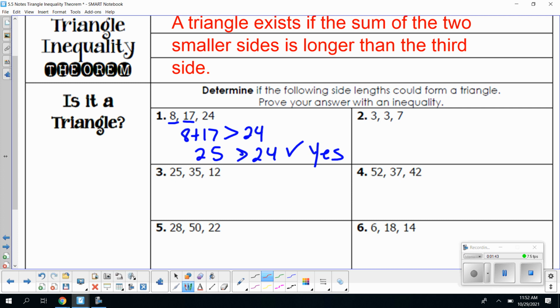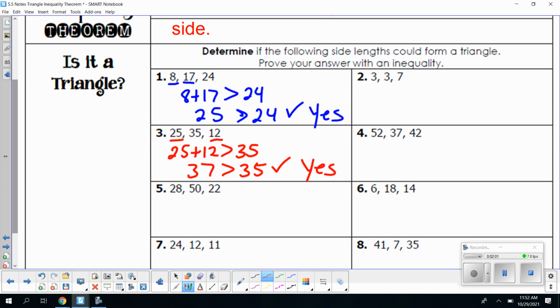Taking a look at number 3, our two smaller sides, 25 and 12. 25 plus 12 should be larger than 35 in order for them to be the sides of a triangle. We have 37. 25 plus 12 is 37, which is greater than 35. So yes, these can be the sides of a triangle.